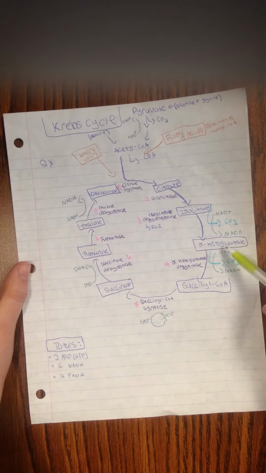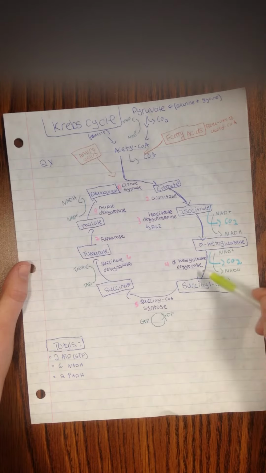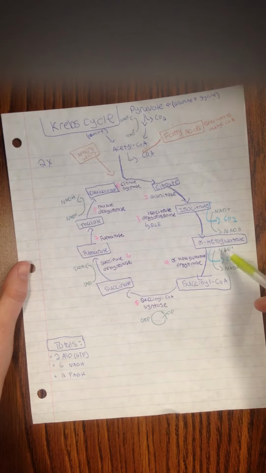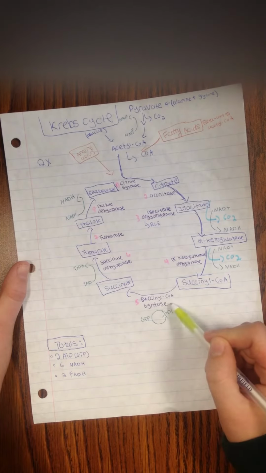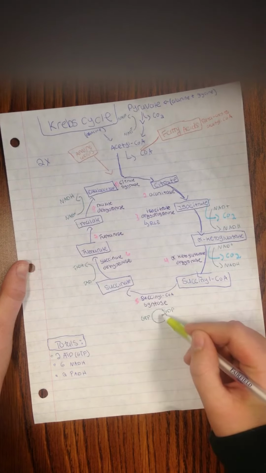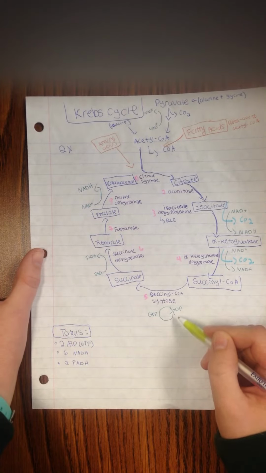So alpha-ketoglutarate, via alpha-ketoglutarate dehydrogenase, gets turned into succinyl-CoA. In this process, again, we make another carbon dioxide and another NADH. From here, via succinyl-CoA synthase, it gets turned into succinate. And in this process, we actually gain a GTP, which is similar to ATP. So really, it's kind of the same thing as an ATP.